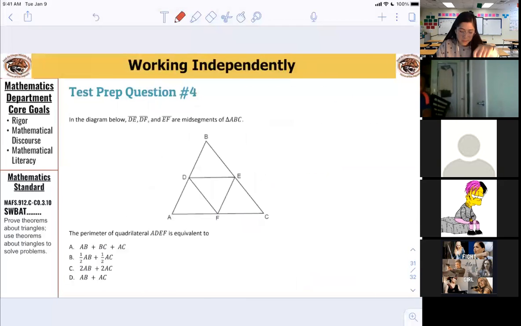Okay, last one. In the diagram below, DE, DF, and EF are all mid-segments. It's the Triforce. All three of those are mid-segments if you twist the triangle in different directions. So DE is the mid-segment of what?